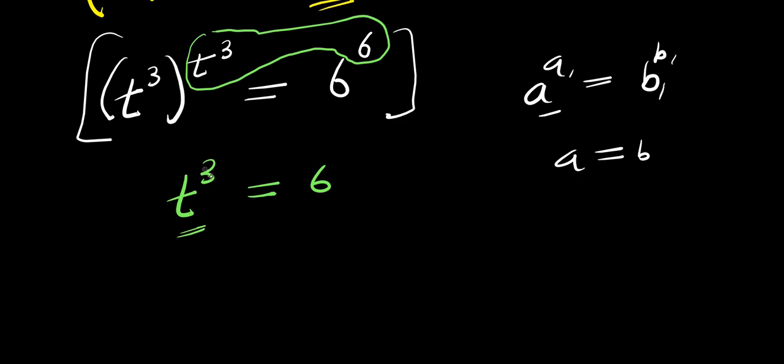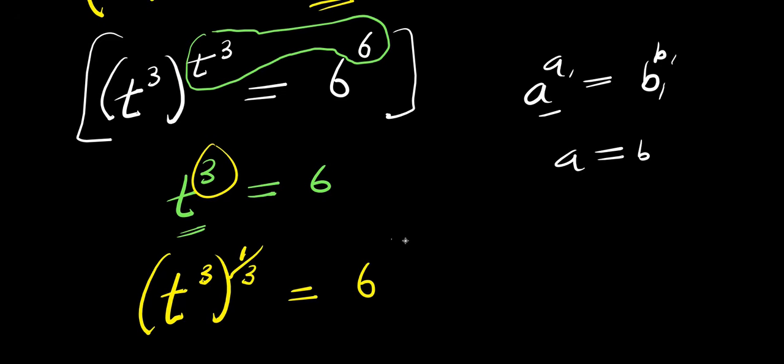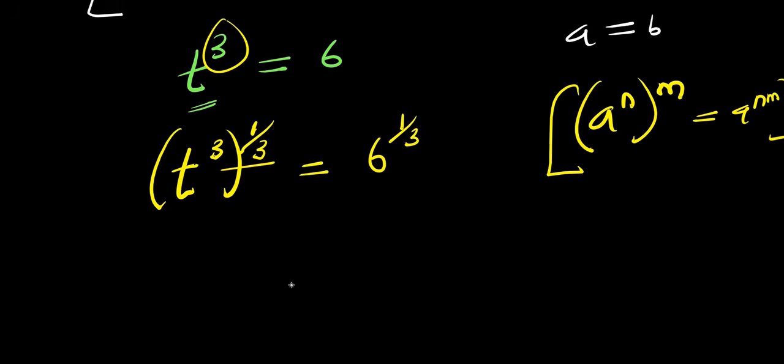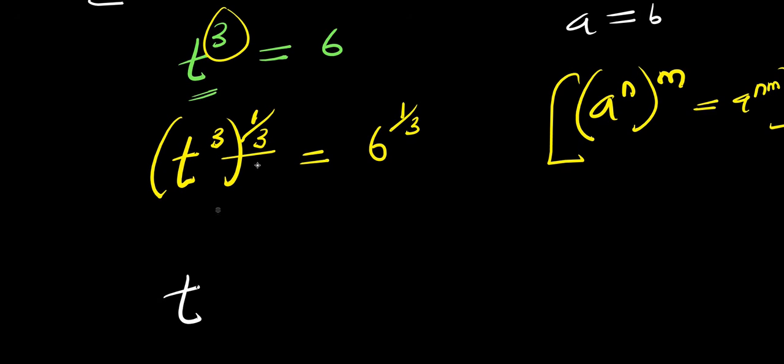So we need to eliminate this exponent of 3. How do we achieve that? We multiply the exponent by 1 over 3. We have t^3 raised to the power of 1 over 3 equals 6 to the power of 1 over 3. Now, if you have a^n raised to the power of n, this equals a to the power n times n. So you multiply this out. So what we are simply going to have is t to the power of 3 times 1, that is 3 over 3, and this equals 6 to the power of 1 over 3.